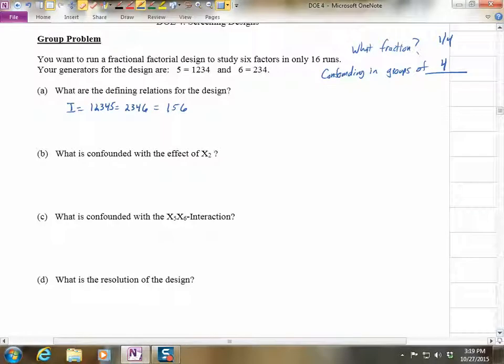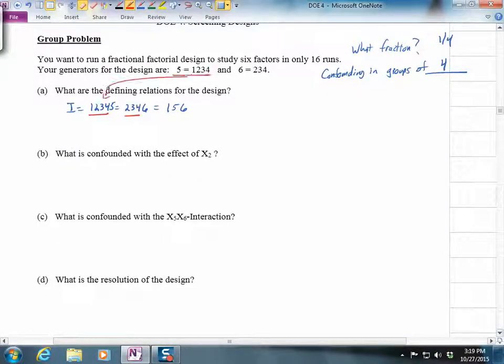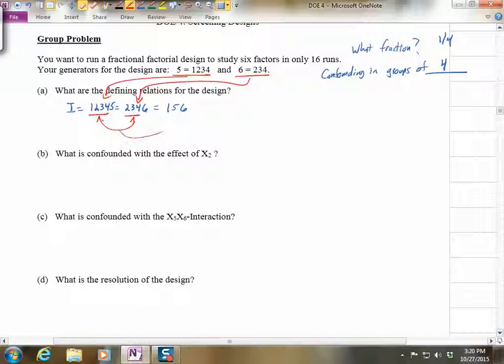So we have a mean and 63 effects that are still there, crammed into 16 runs. Because I have confounding happening in groups of 4, I better have 4 terms in my defining relation, counting the I term. And so the first 2 I think are pretty straightforward. You get those from the defining relations. And then the second term, you multiply those 2 things together to get the third term. So remember that detail? Good.